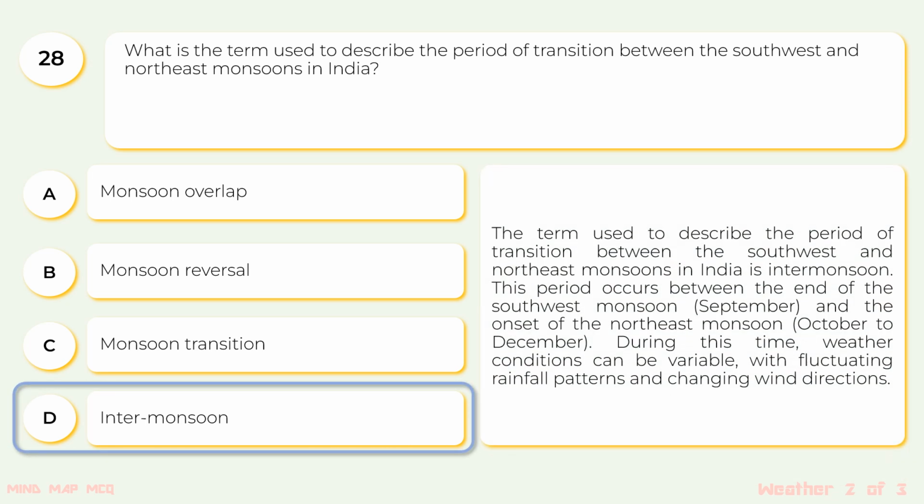Intermonsoon. The term used to describe the period of transition between southwest and northeast monsoons in India is intermonsoon. This period occurs between the end of the southwest monsoon, in September, and the onset of the northeast monsoon, which is between October and December. During this period, weather conditions can be variable with fluctuating rainfall patterns and changing wind directions.